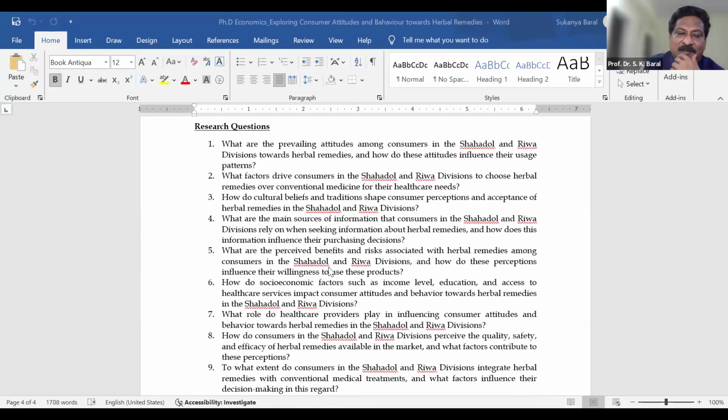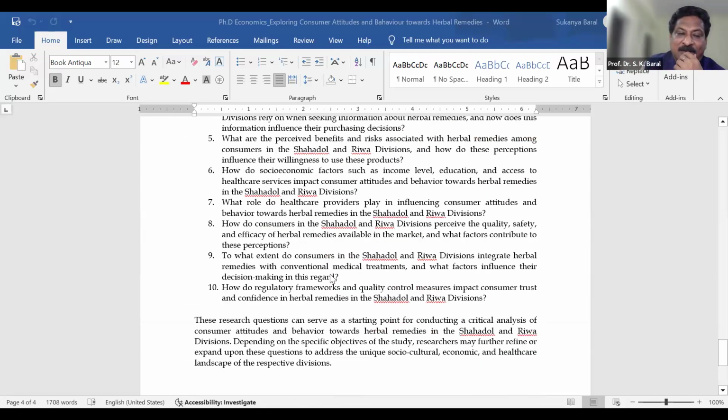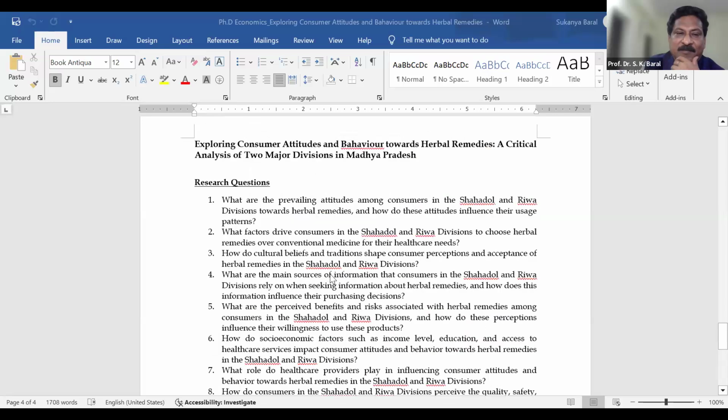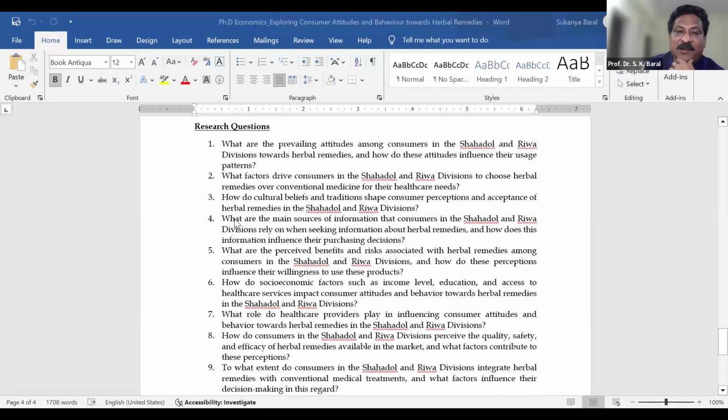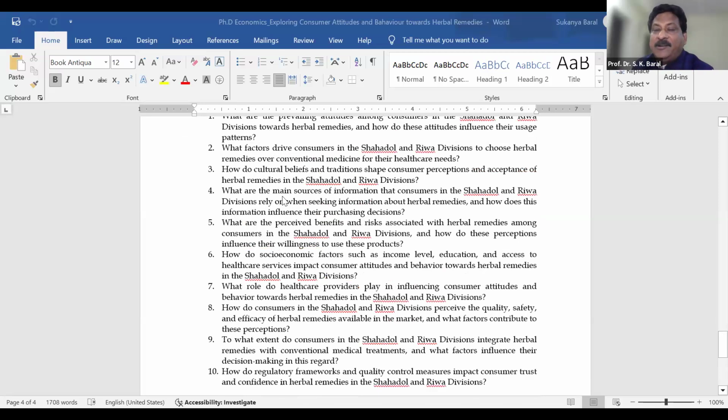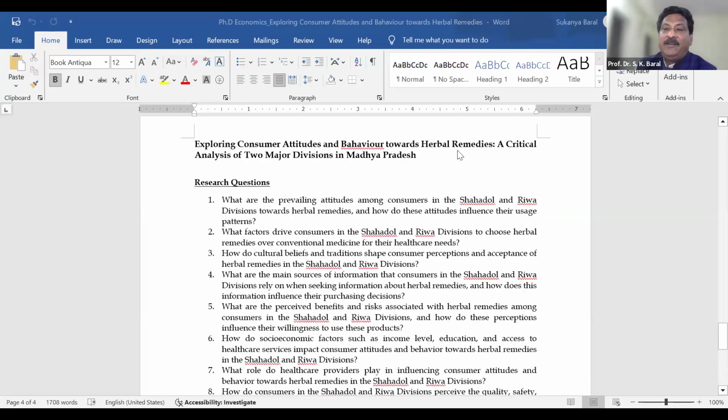So I have taken 10 research questions here, because depending upon the specific objectives of the study, the researcher may further refine and expand upon the questions to address the unique socio-cultural, economic and healthcare landscape of the respective divisions. We have taken two divisions. So I wanted to show you, I just did it recently. So I wanted to share it with you.